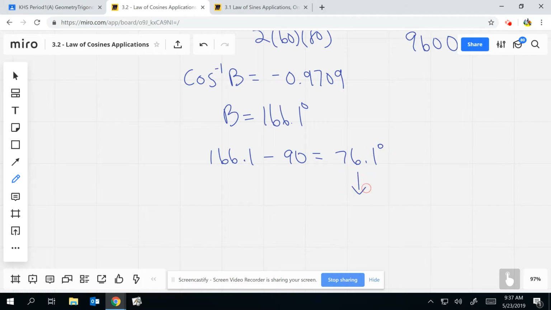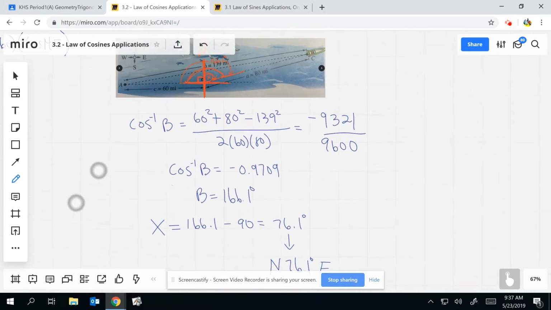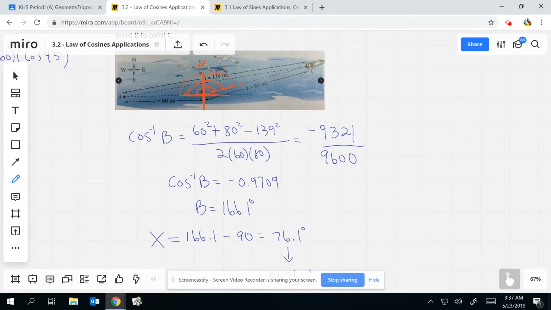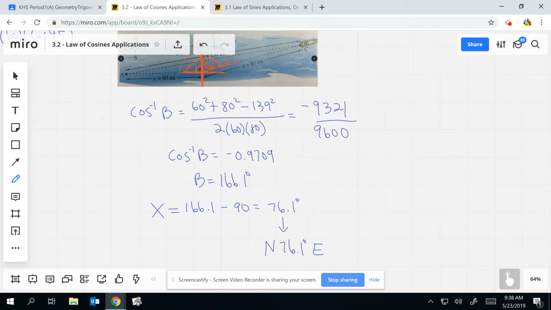That's going to be your bearing. That's what's missing. From the north, you're going 76.1 degrees towards your east. Okay, that's the x. So I'll put x equals in front of that so you know that's what I was solving for. That's going to be the angle, the bearing. The whole thing was 166, but we took out the 90 to see what was left over from north. We wanted the north amount, not the whole angle, just the north part.